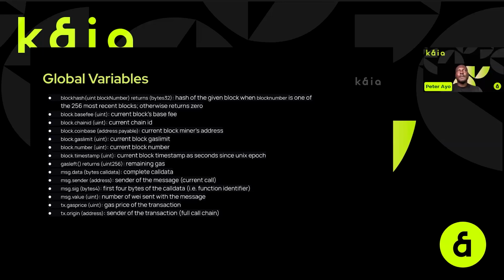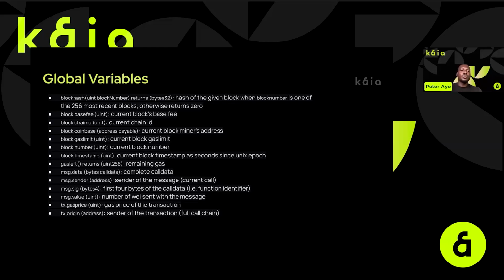Now, to contract C, contract B is the msg.sender, but contract A is the tx.origin, because it is the initial sender of the transaction. Contract B is the msg.sender to contract C, and contract A is the tx.origin for contract C, meaning it is the full chain call, where the original call originated from. By default that is contract A, so contract A is the tx.origin.